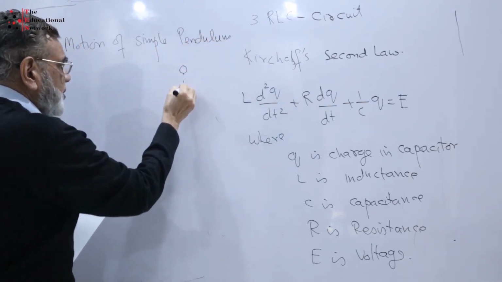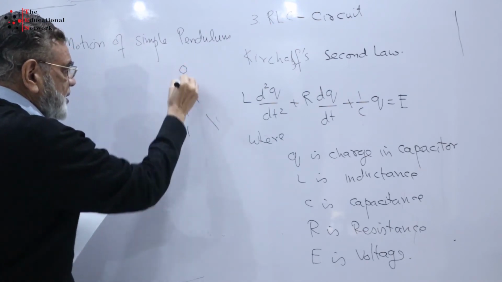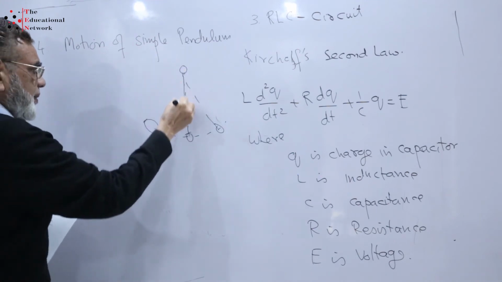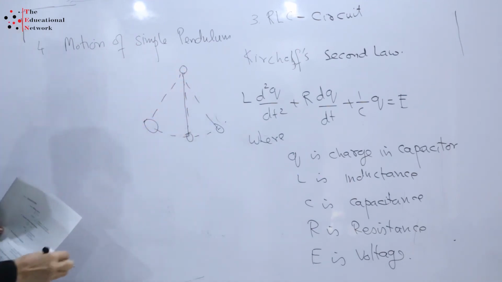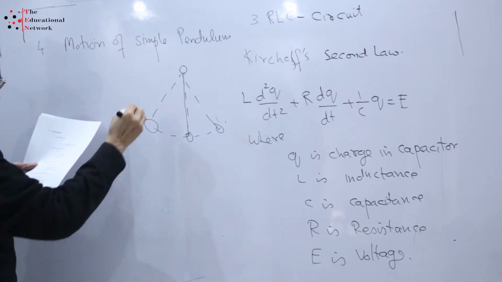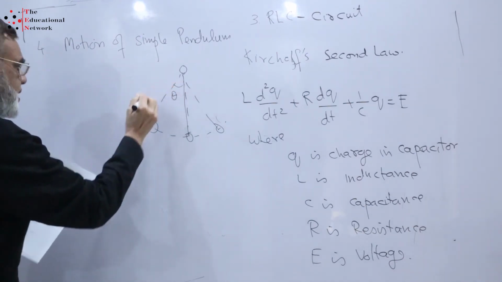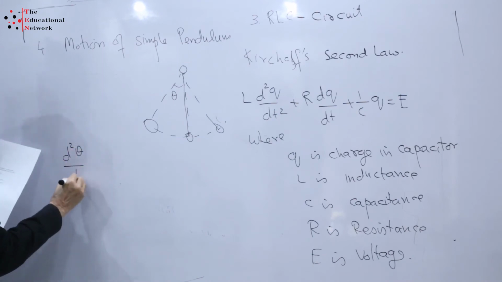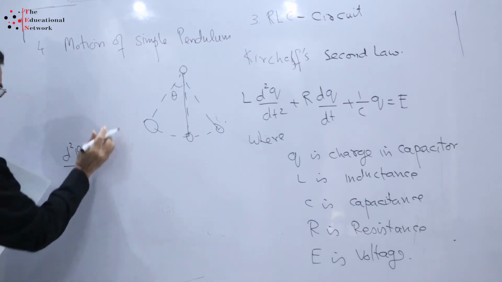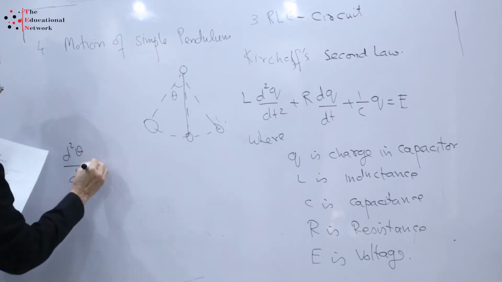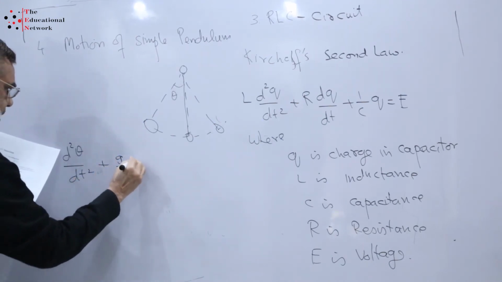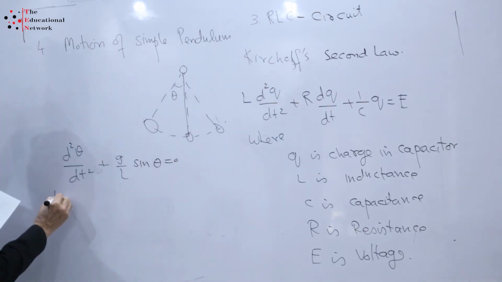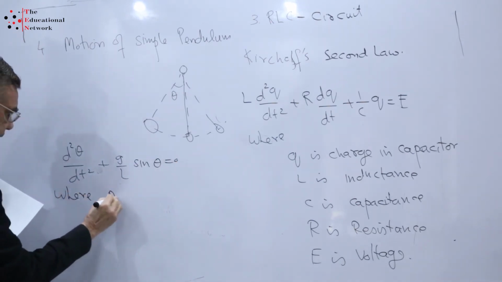We know this is our pendulum. It's vibrating here. This is the length of the pendulum. This vibration is like this, and the ball is moving, making an angle theta here. And we can write the equation for this as d2 theta by dt square plus g over L sine theta is equal to 0, where theta, as I mentioned, is the angular displacement.